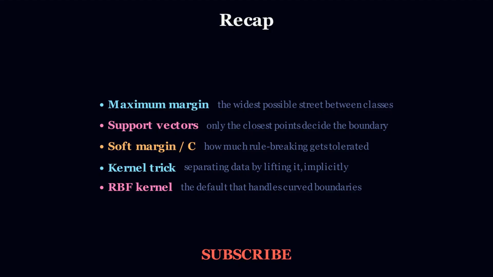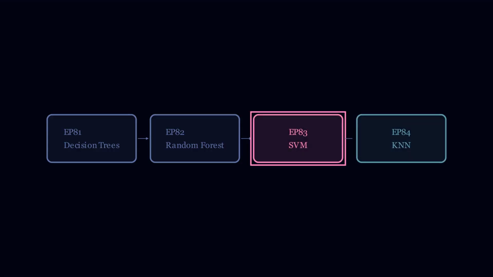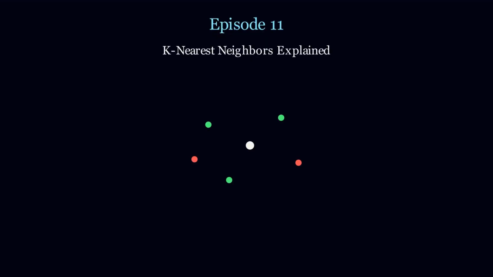KNN is next, and it's refreshingly simple. Quick look at where we are in the series. We've covered decision trees, random forest, and now the margin-based world of SVM. Episode 11 is K-nearest neighbors, a model with no training phase at all. It just looks at whichever points are closest and votes. Episode 11, K-nearest neighbors explained. No margins, no kernels, just distance to your nearest neighbors. The simplest model in the series so far.